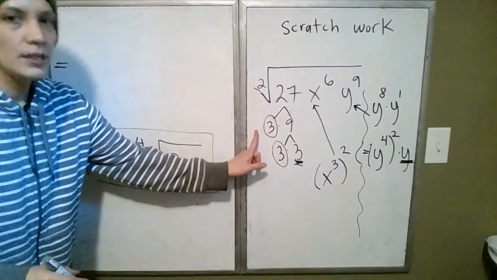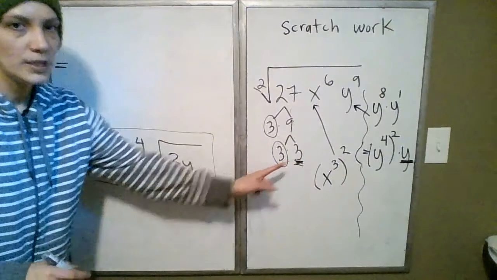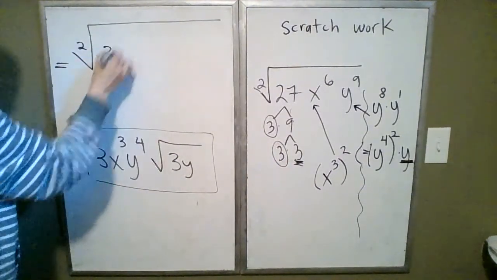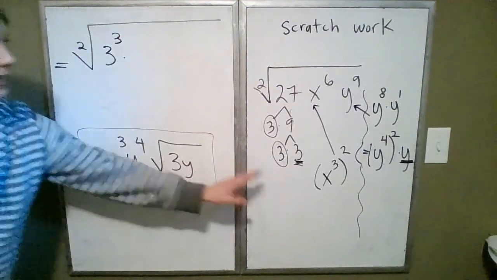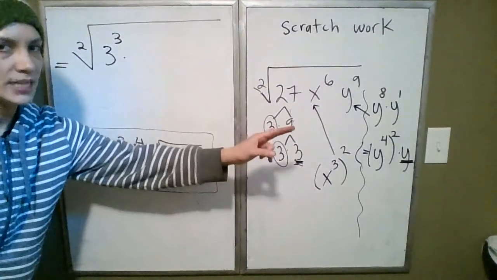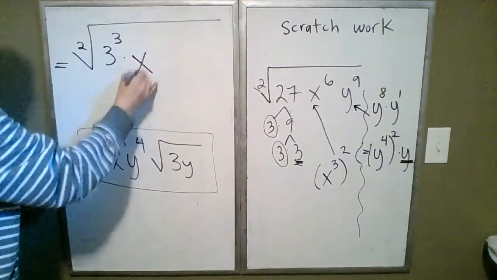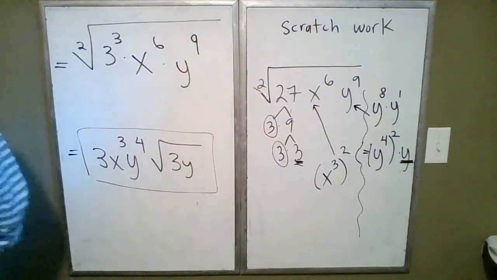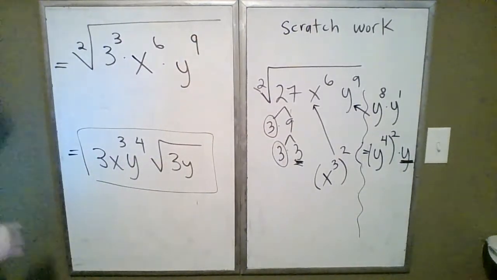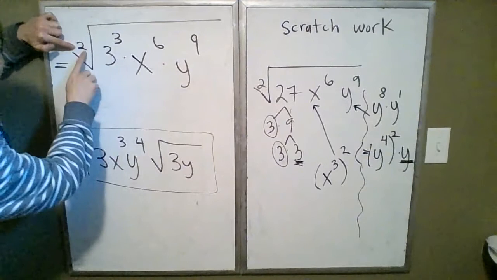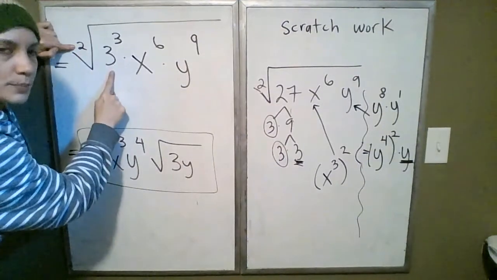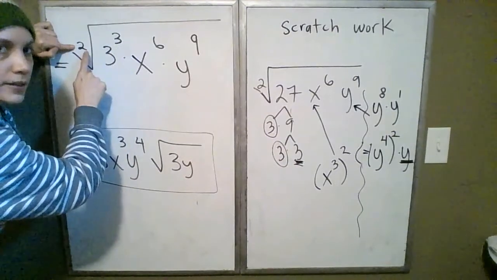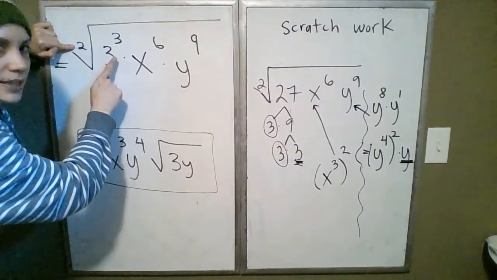So what we have here is the square root of 3 cubed, and then we're just going to put the x to the 6th, y to the 9th. So you have a square root. And starting with this factor, its exponent is greater than the root, so this needs to be simplified.